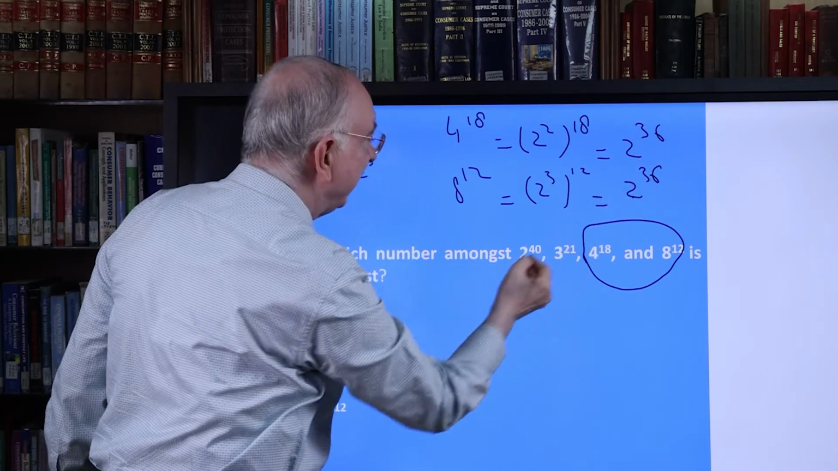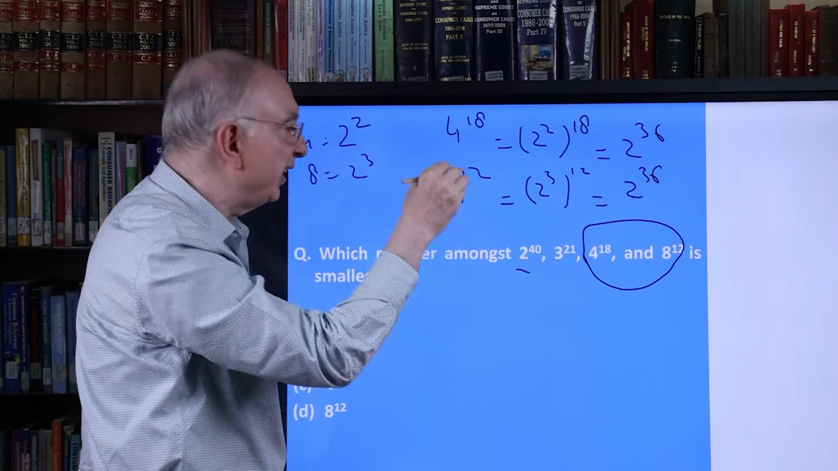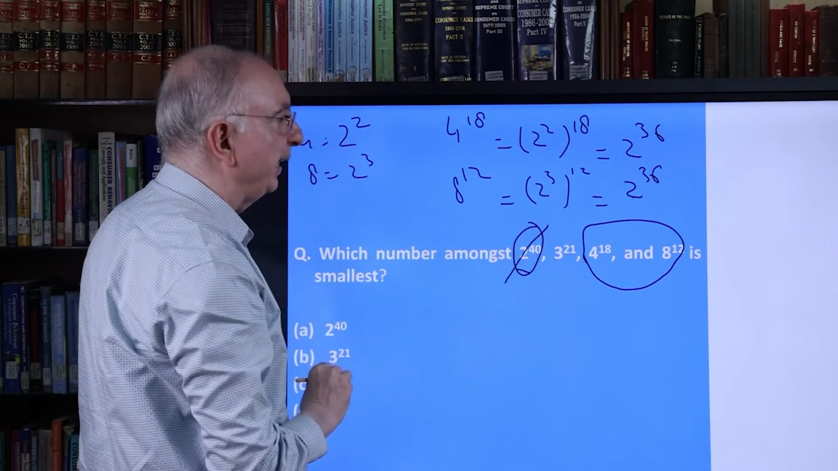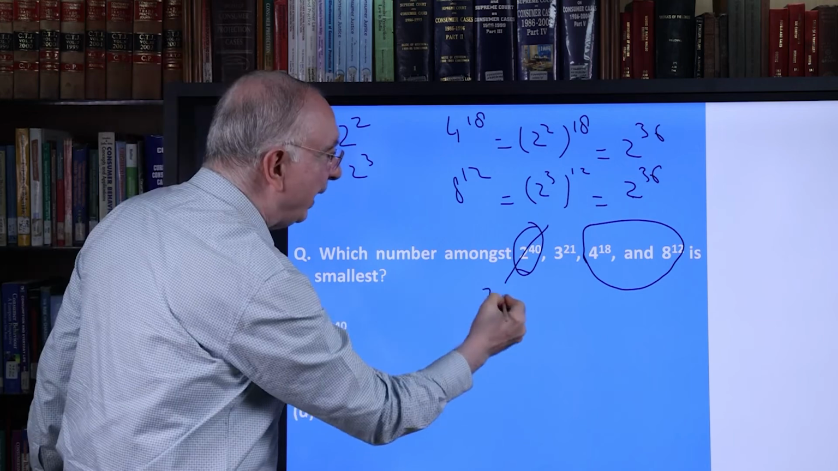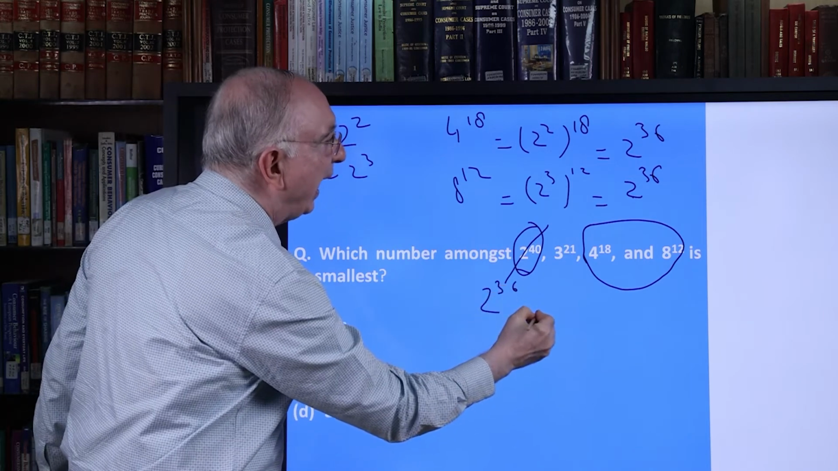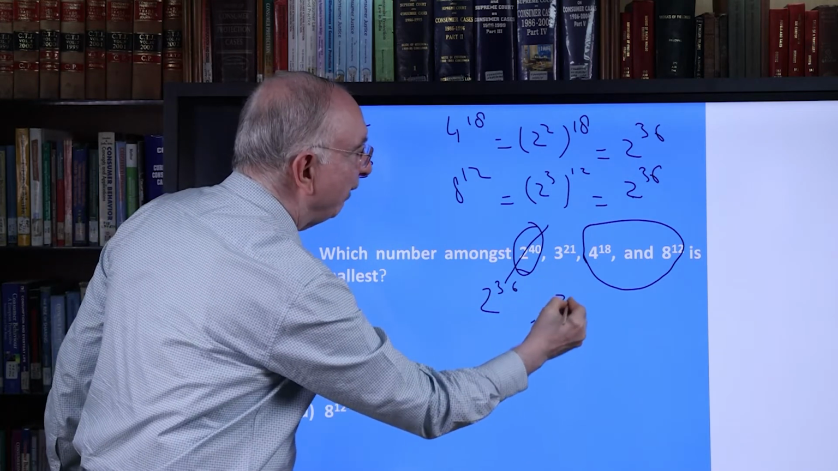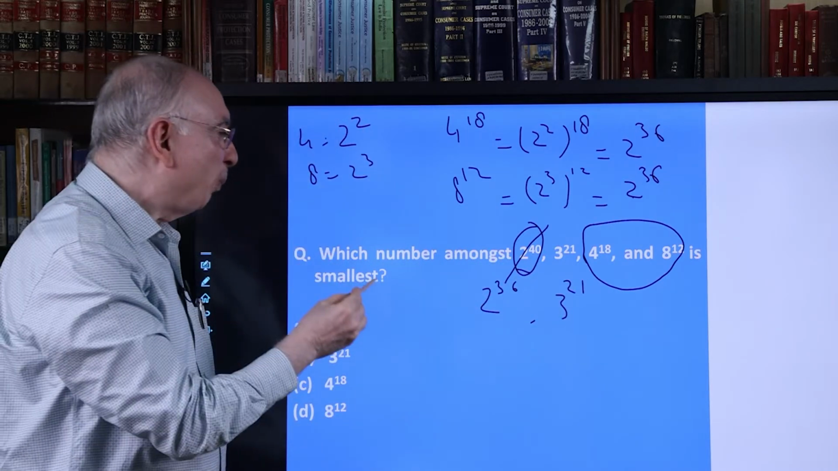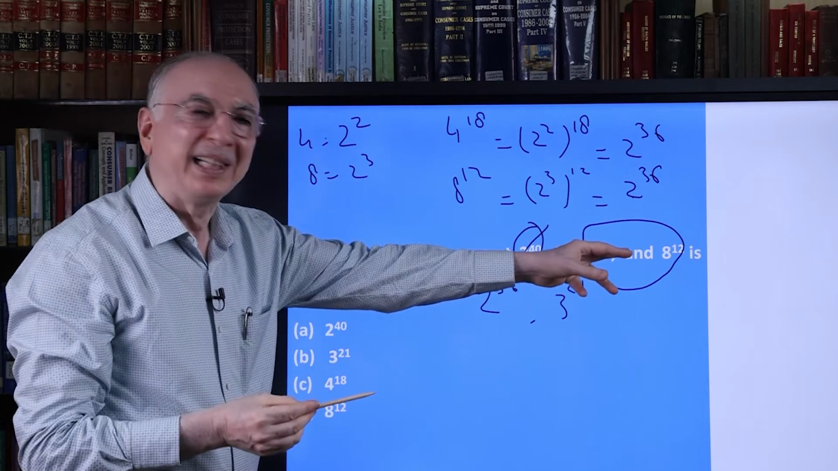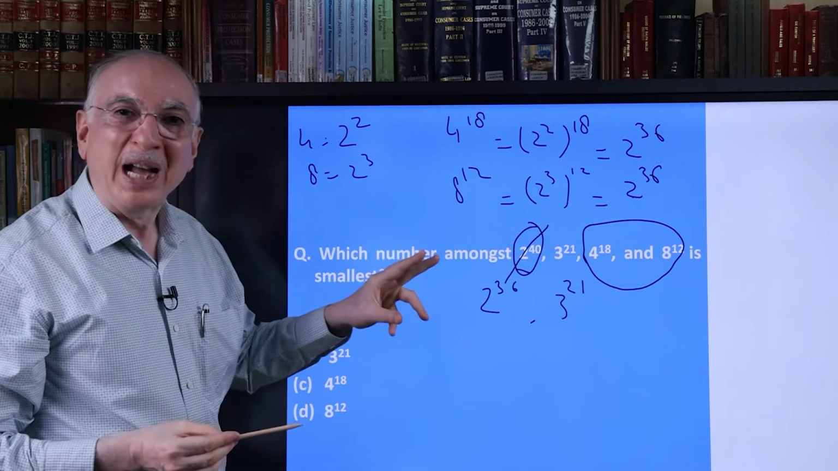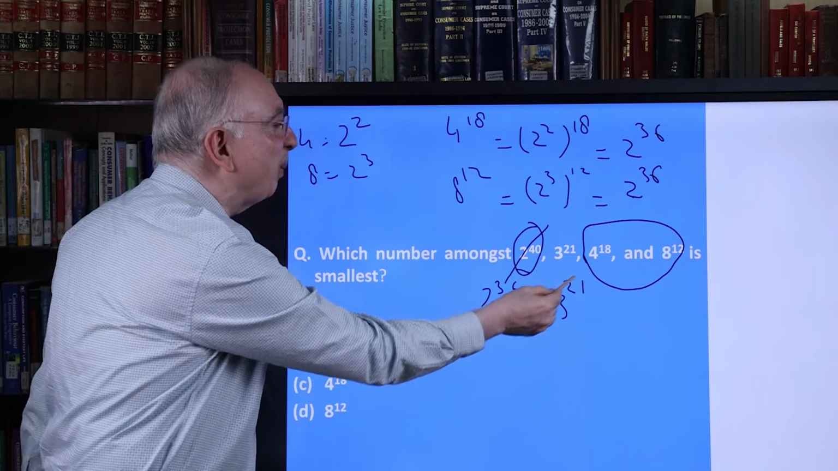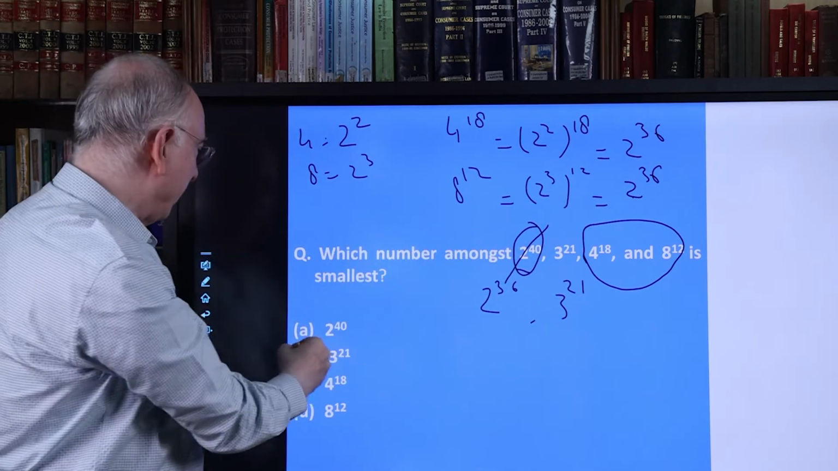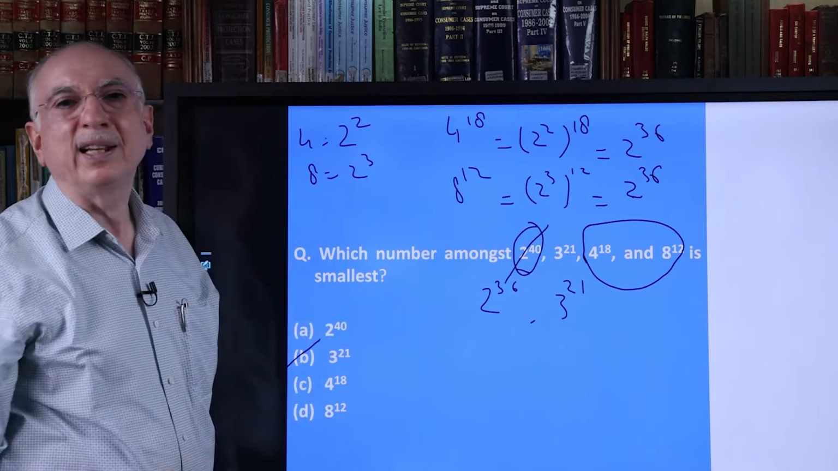In other words, these numbers are precisely equal, and both come out as 2 to power 36, and 2 to power 36 is smaller than 2 to power 40. Therefore, we can eliminate this. Now the question boils down to comparing 2 to power 36 and 3 to power 21. Both are 2 to power 36, but we cannot give two answers. So obviously 3 to power 21 is the right answer, because that is going to be the smallest one. Therefore, option B is the right answer.